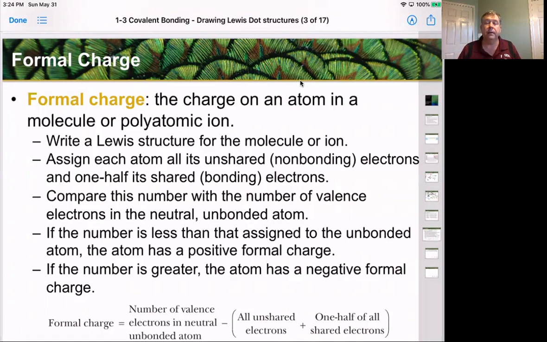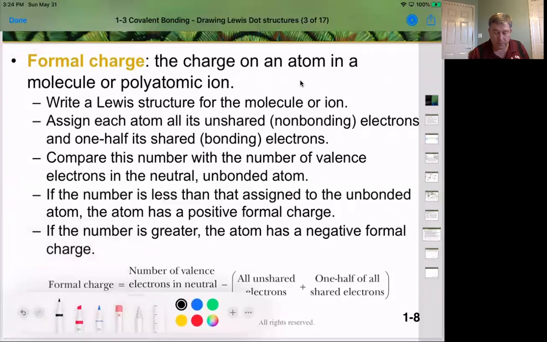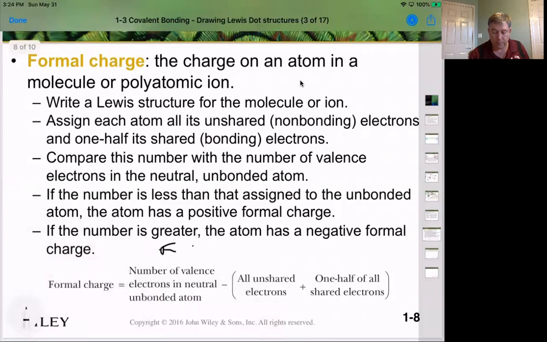So the way to think about that is you take the number of electrons you have and figure out whether they're evenly shared or unshared. Our formal charge is equal to the number of valence electrons in the neutral unbound atom, okay? So for example, if we had 1 carbon and 4 hydrogens, that is a total of 8 electrons. So you're looking at the total number of valence electrons in the neutral unbonded atom.